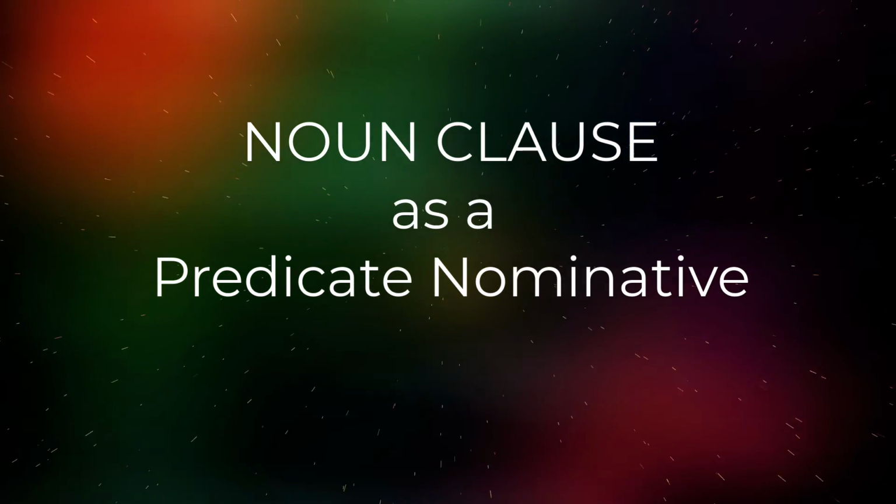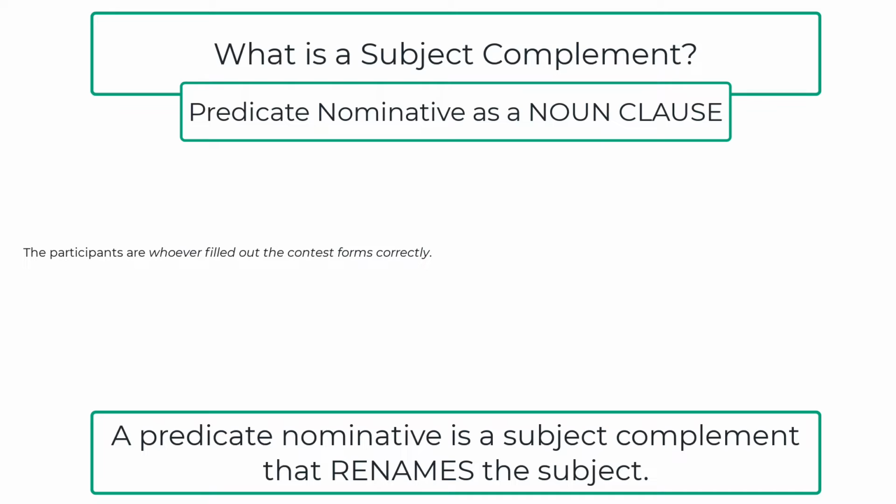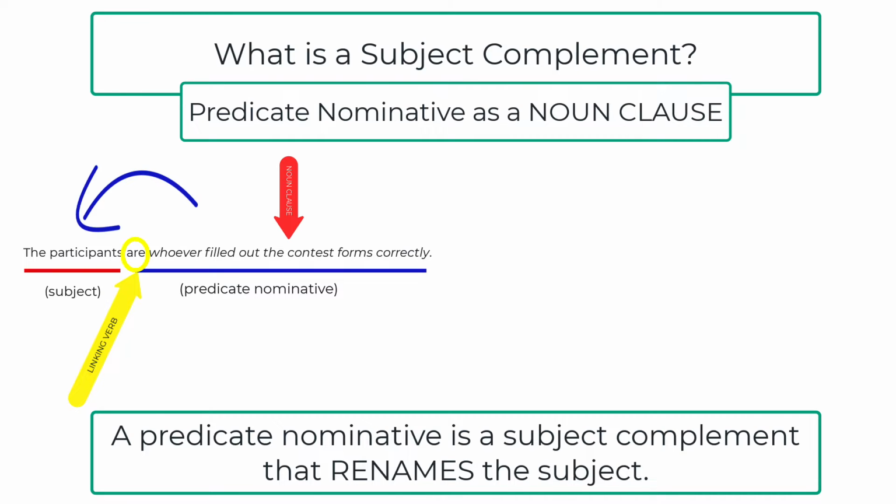Let's go on and look at the predicate nominative as a noun clause. The participants are whoever filled out the contest form correctly. The correct answer is what he said.